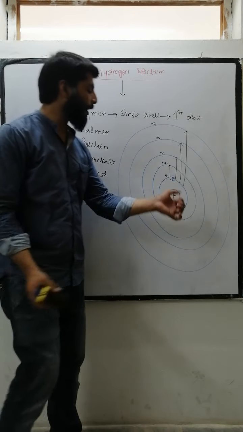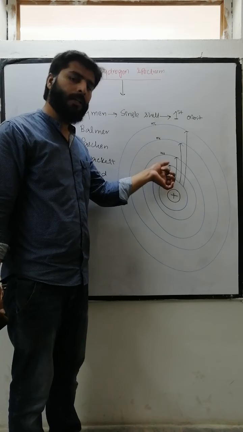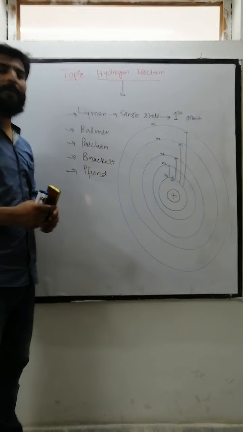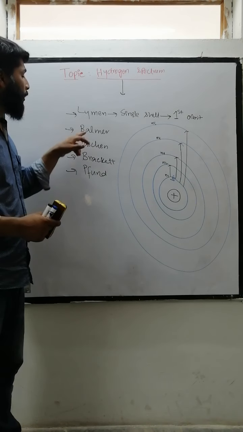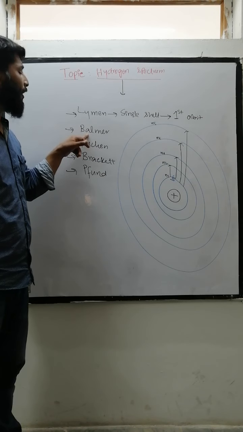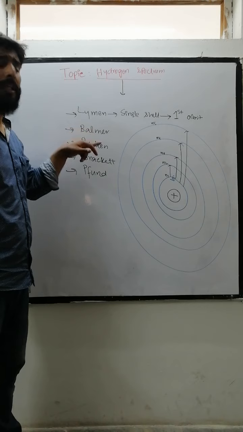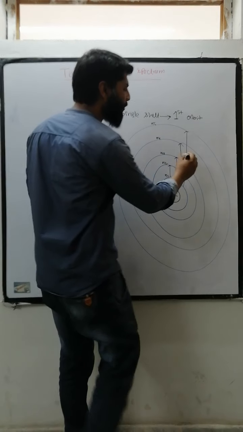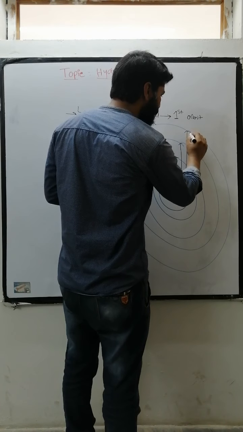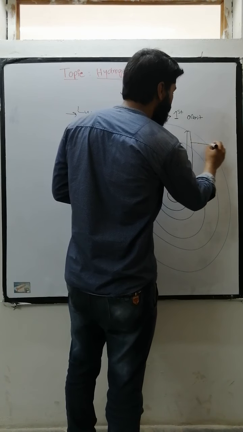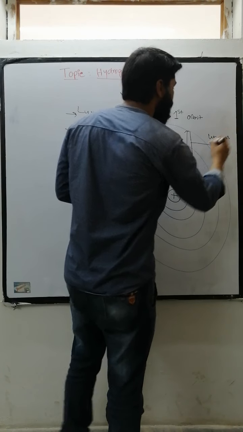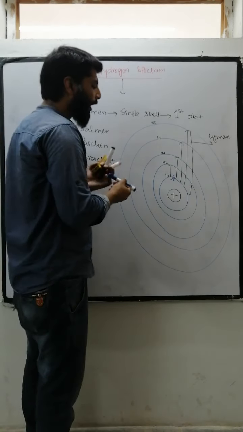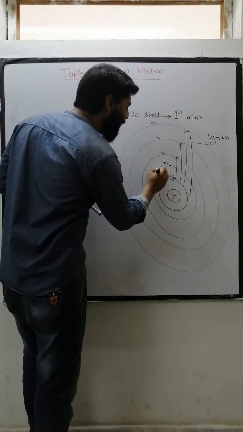There are different possibilities. Electron may jump from first energy level to second, first to third, first to fourth, first to fifth. These are possibilities for Lyman series. Similarly, Balmer gave his concept, and he said that in hydrogen atom, electron is present in second energy level. This series belongs to Lyman series.